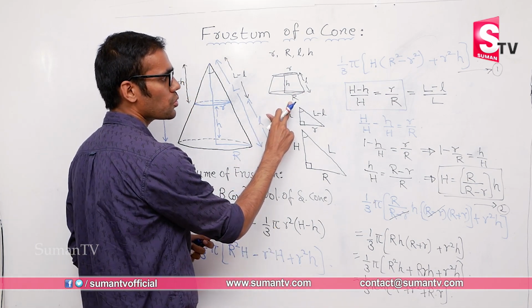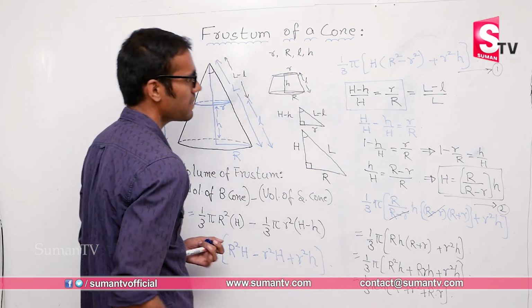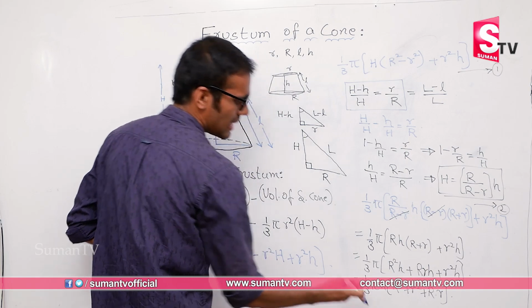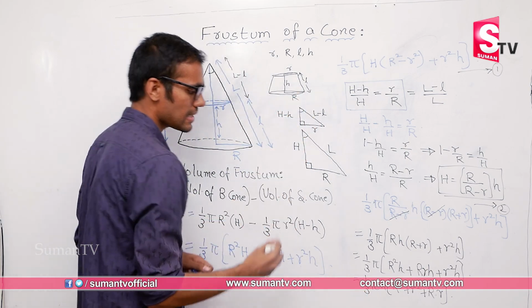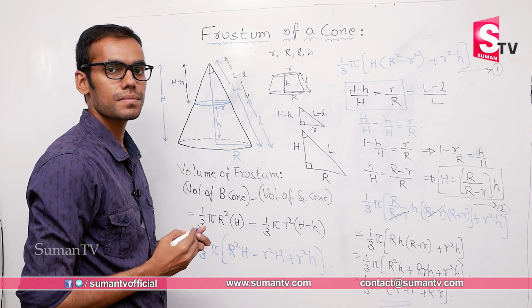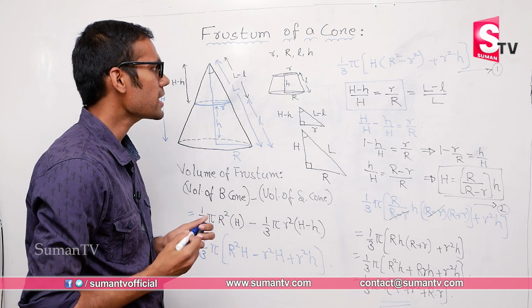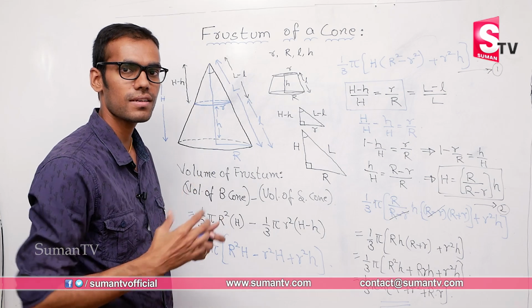Now capital R is known to us, small r is known to us, small h is known to us, small l is known to us. But the volume of the frustum is always independent of the slant height of the frustum. So this is the derivation for the volume of the frustum. So we will look at the curved surface area of a frustum derivation in our next class.